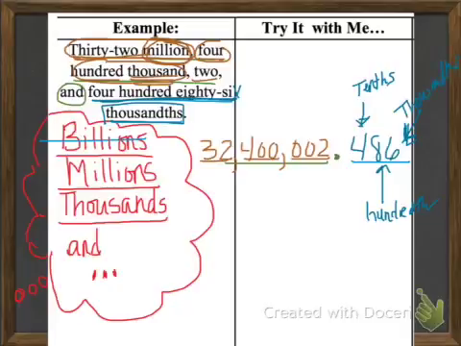So since I've got that, I feel pretty confident, and I'll double check my work. I've got 32,400,000 to a decimal point, and then the 486 thousandths, and I feel pretty confident.